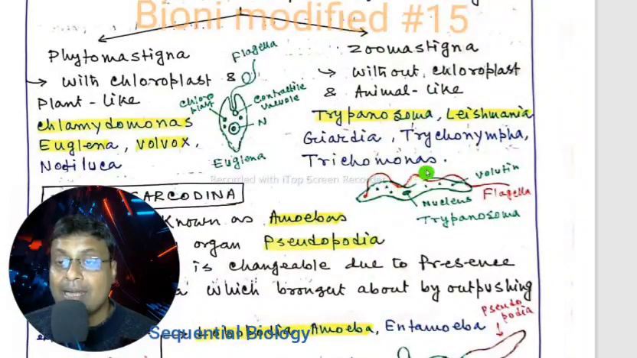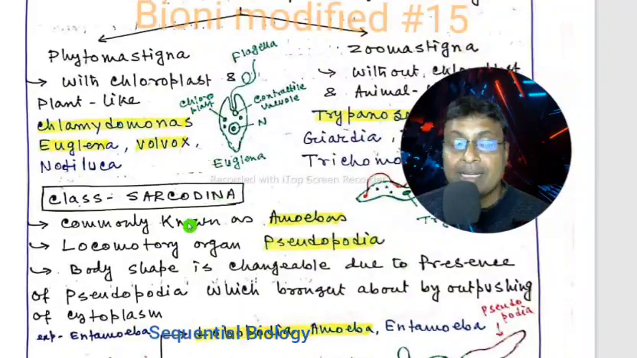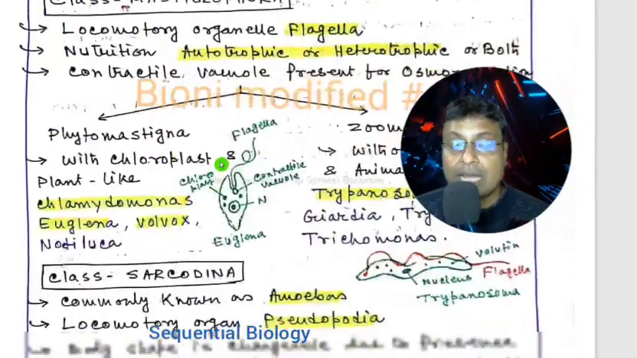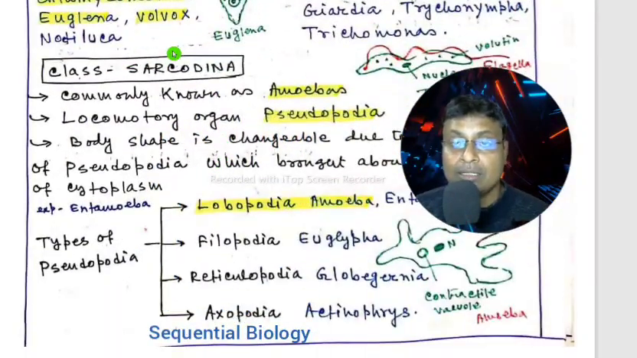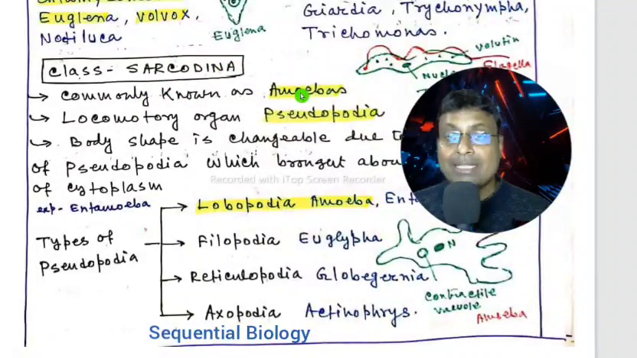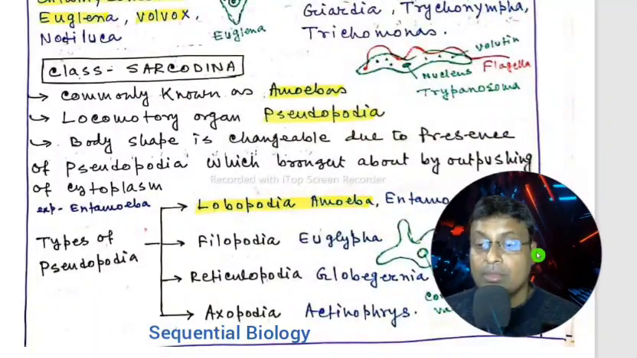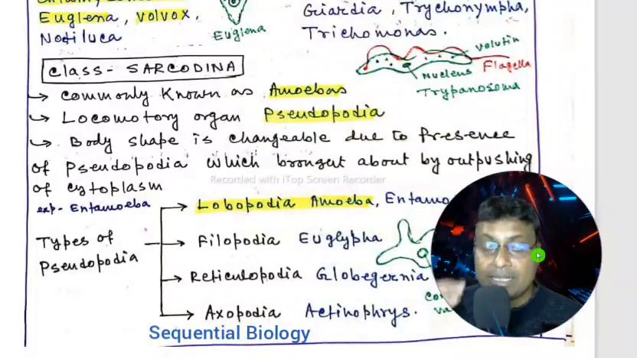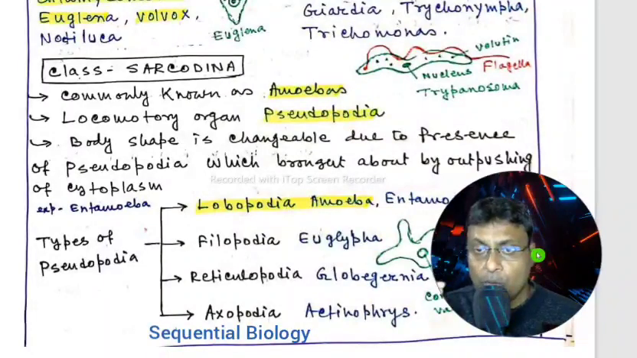You can see a large flagellum in Trypanosoma. This Trypanosoma, which causes the sleeping sickness disease, is included under the group Zoomastigina. And the second class under subphylum Sarcomastigophora is Sarcodina. Sarcodina are commonly called amoeba, and there are different types of amoeba. The protozoa which have the locomotory organelle pseudopodia are included under class Sarcodina.